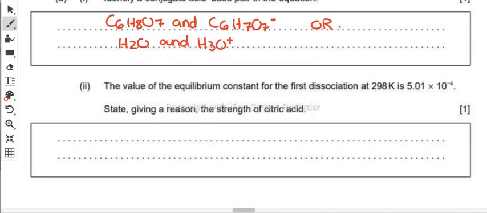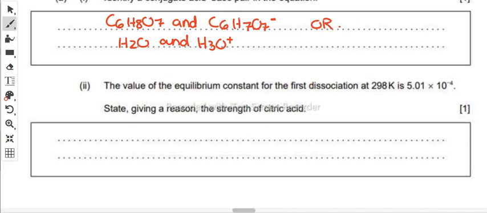The value of the equilibrium constant for the first dissociation at 298 K is 5.01 times 10 to the power of negative 4. Look at this Kc value, which is very small compared to 1. So here we can refer to the equilibrium chapter, in which the reactants are more favored. State, giving a reason, the strength of the citric acid.